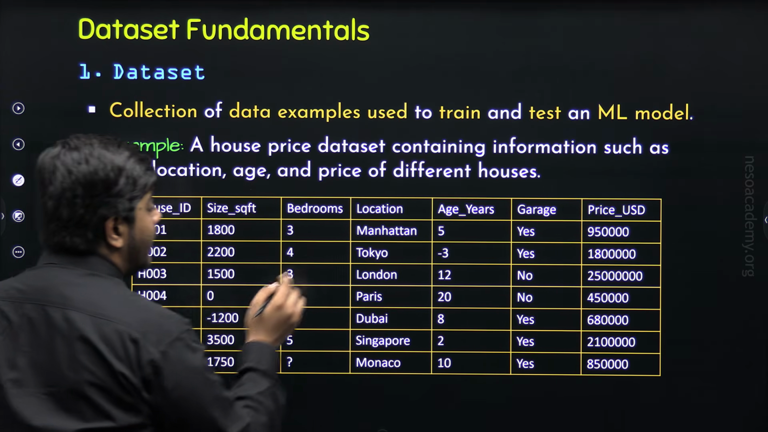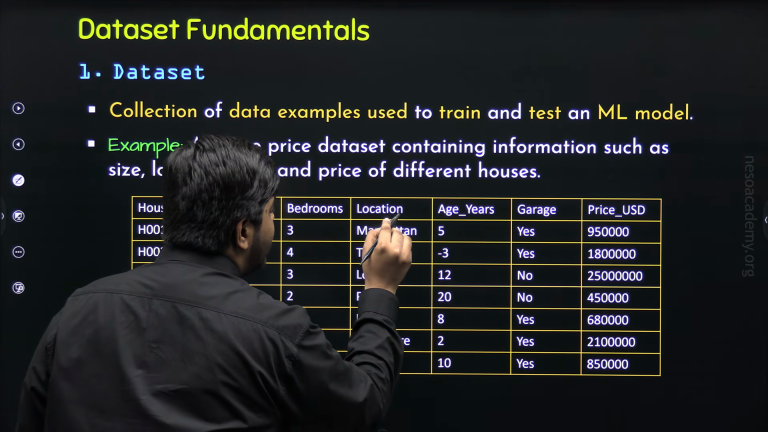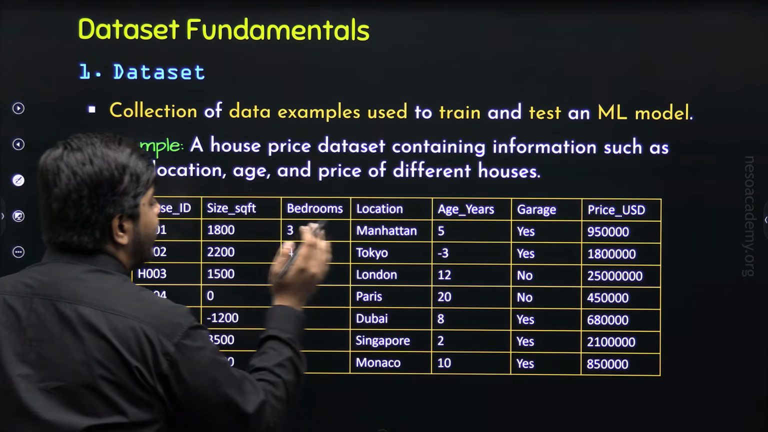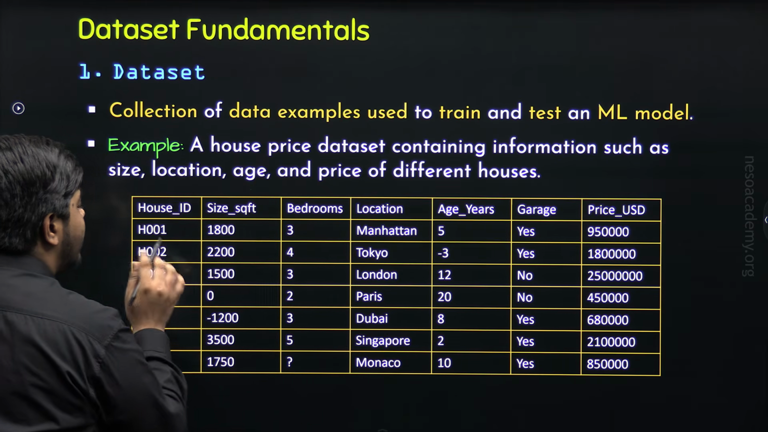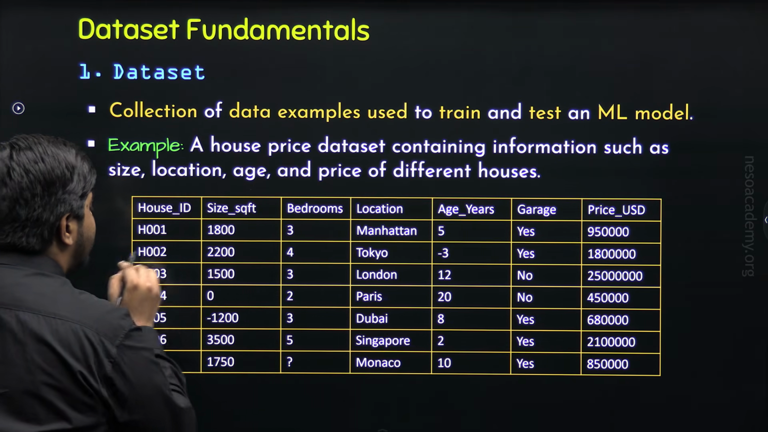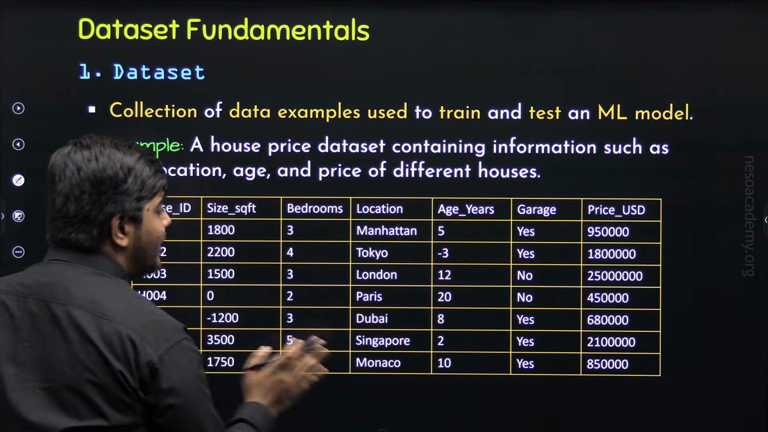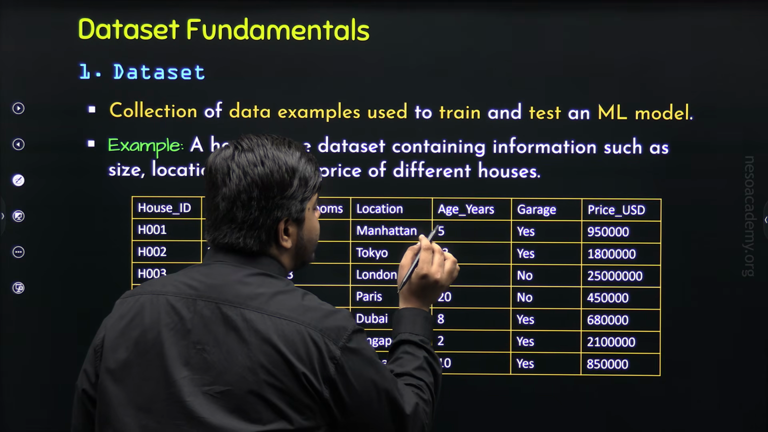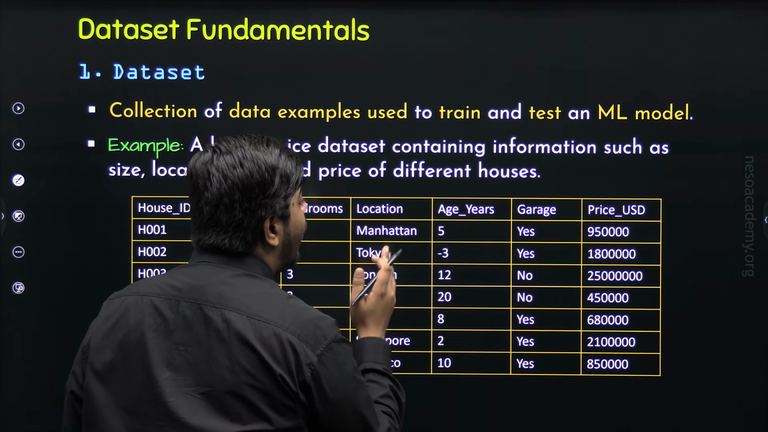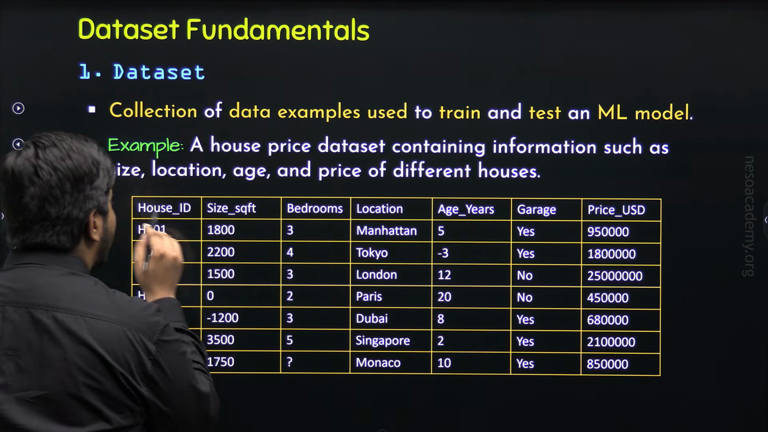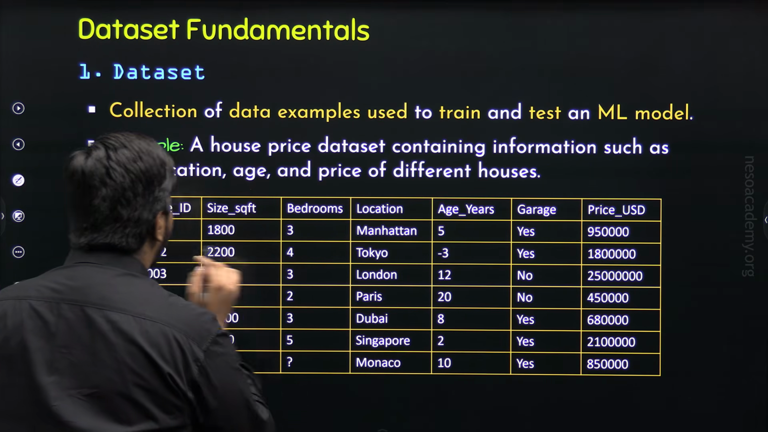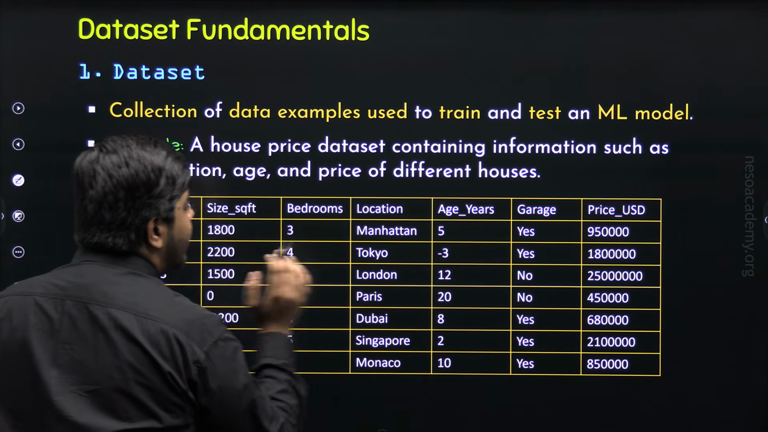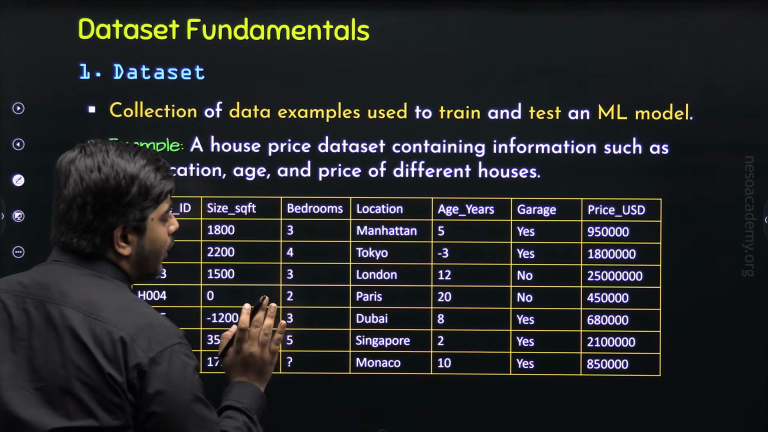Now what is location? Location means where the house is located. Like house number 1 is located at Manhattan, house number 2 is located at Tokyo, house number 3 is located at London, and so on. Age years means the age of the house in years. That means how old the house is. House number 1 is 5 years old. House number 2 is minus 3 years old. House number 3 is 12 years old, and so on.